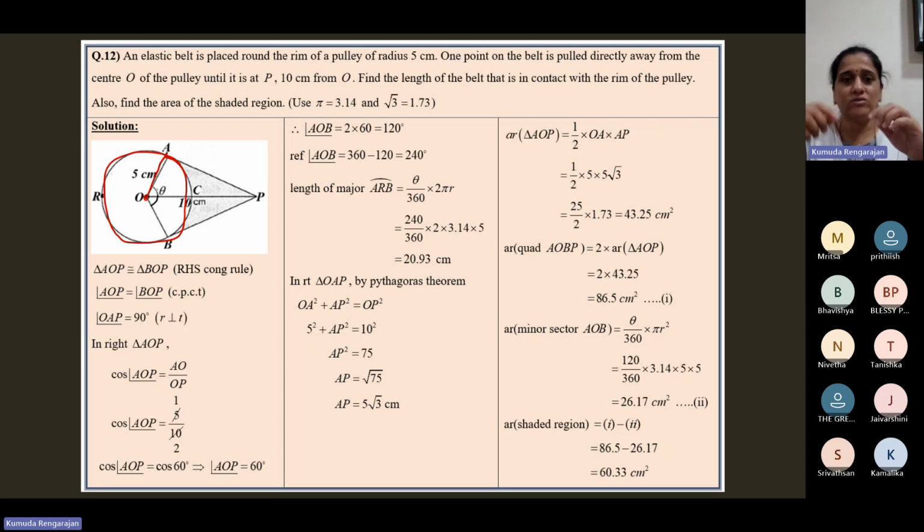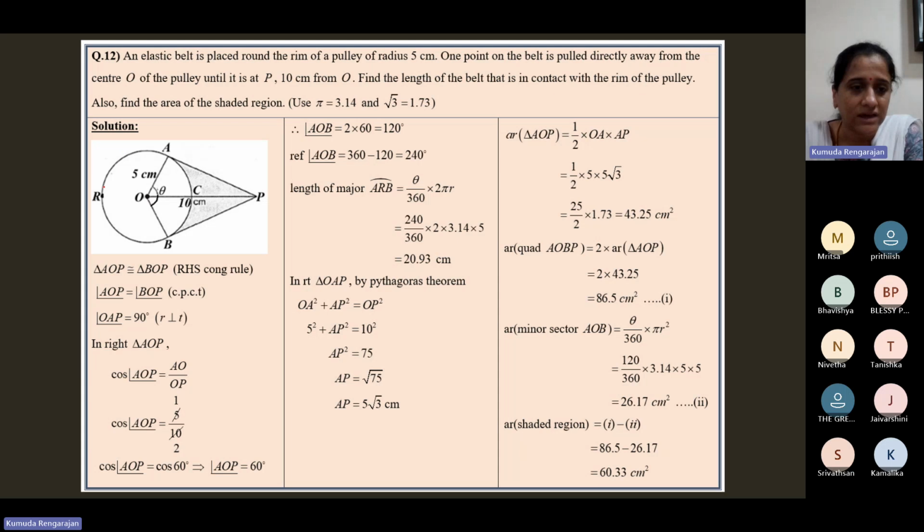Imagine that. The pulley is the one you see above a well, where the rope runs through the pulley, right? The rope is tied to a bucket, and the movement of the rope is managed by the circular pulley. On such a pulley, there's an elastic belt, and you pinch a little portion of the belt and pull it away from the center O until it is at point P. So please imagine that.